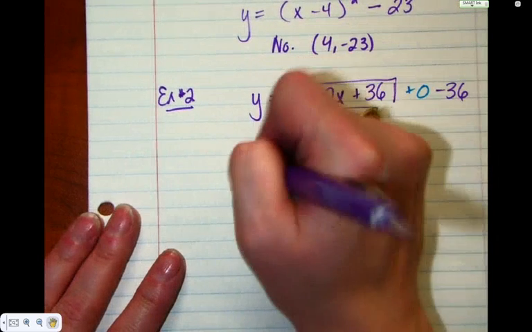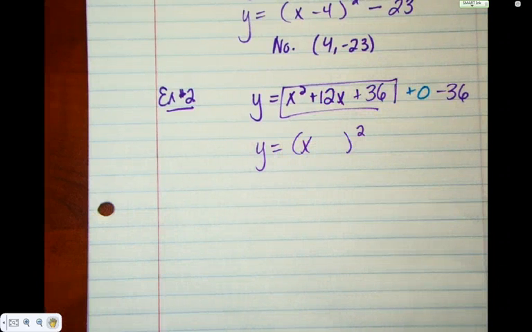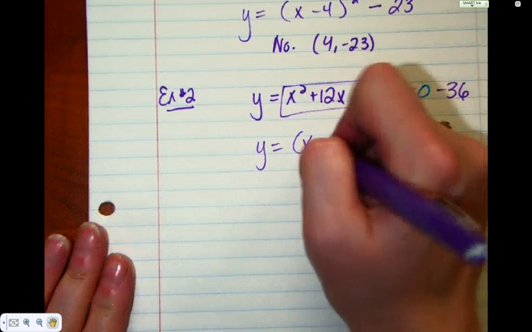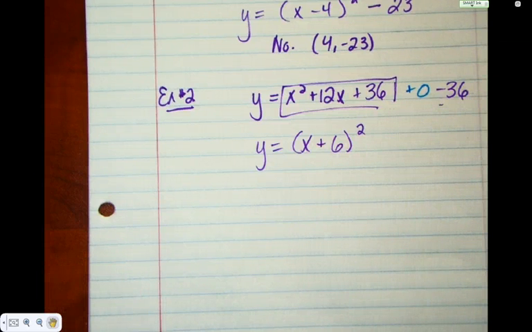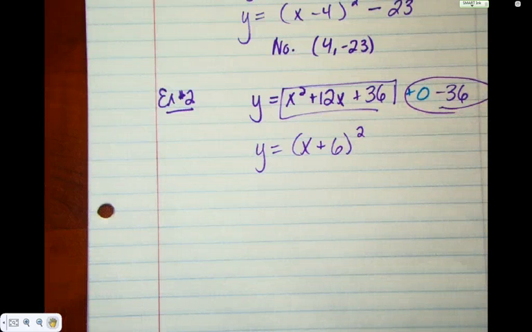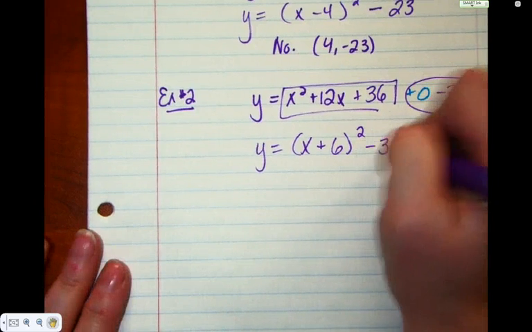Group the first 3 and factor. It's always going to be a binomial squared. It's always going to be x plus or minus something, and it comes from the middle divided by 2. Middle divided by 2 would be plus 6. Wait, what? Oh, the 0 doesn't go in the... Oh, no, the 0 is part of this n, so it's always the last 2 we combine together. And in this case, it's just going to be minus 36.